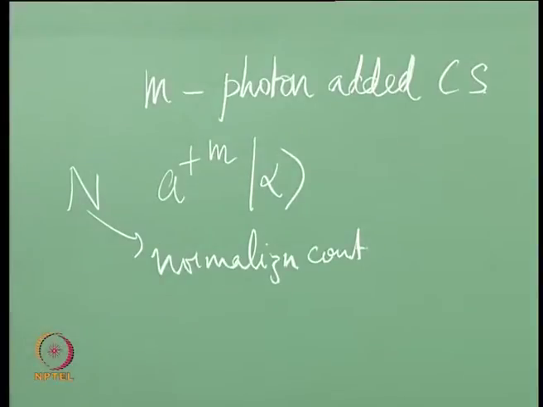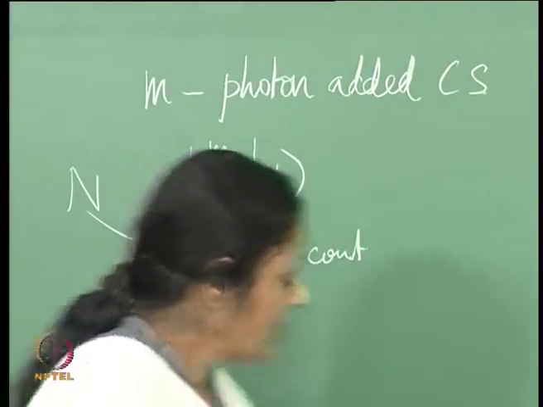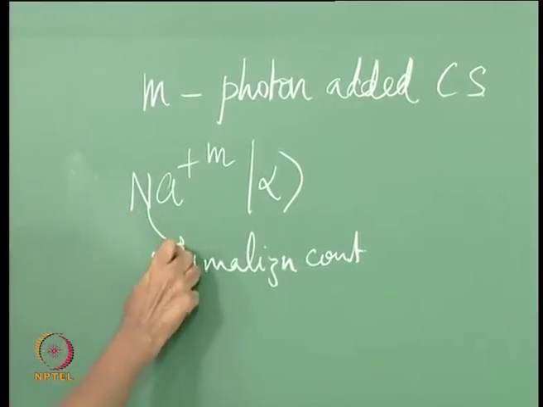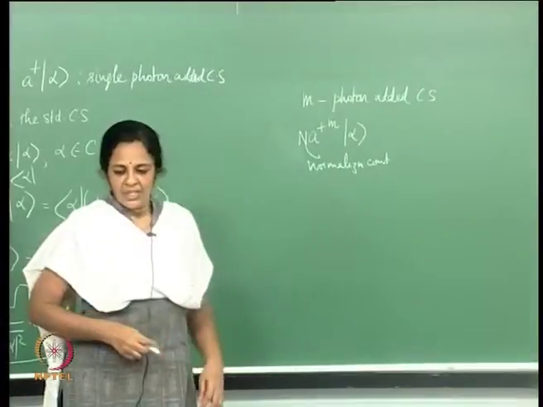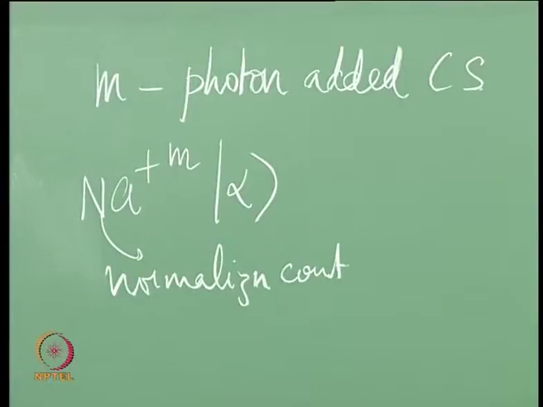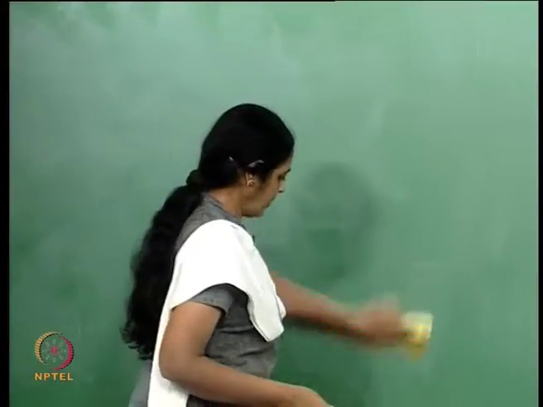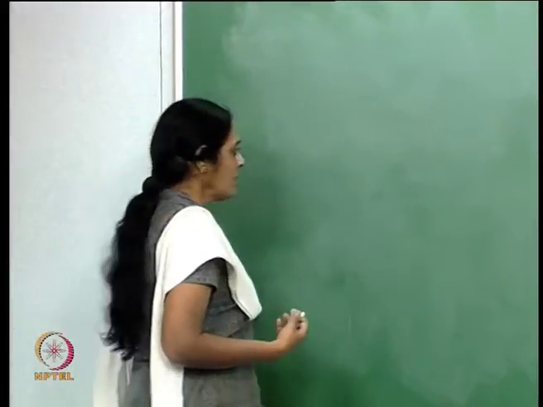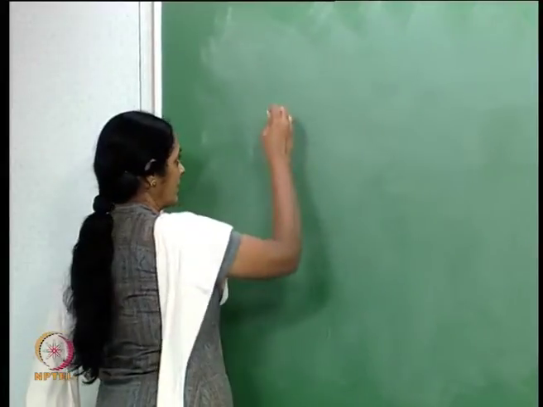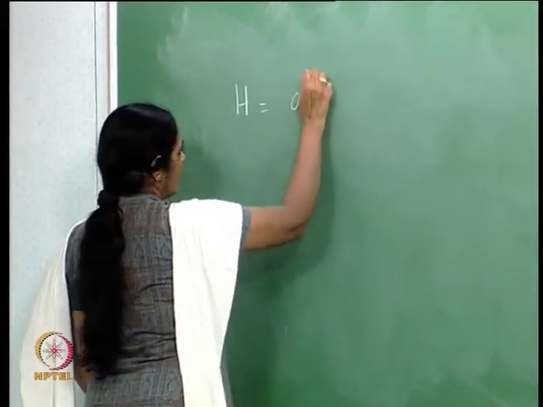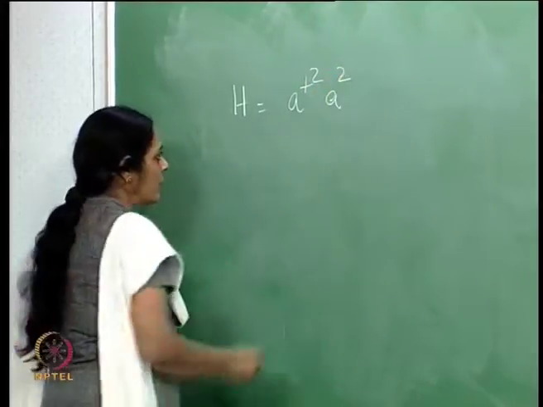And I would call this state the M photon added coherent state. Such states become very important in various contexts. I now move on to a nonlinear Hermitian operator, which is nonlinear in A and A dagger. Consider the operator A dagger squared A squared.